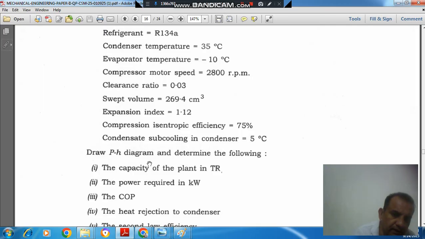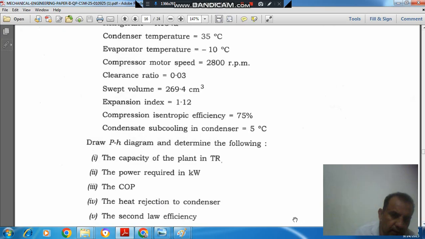Draw the p-h diagram and determine the following: 1. The capacity of the plant in tons of refrigeration. 2. Power required in kilowatt. 3. The COP. 4. Heat rejection to the condenser. And 5. Second law efficiency.